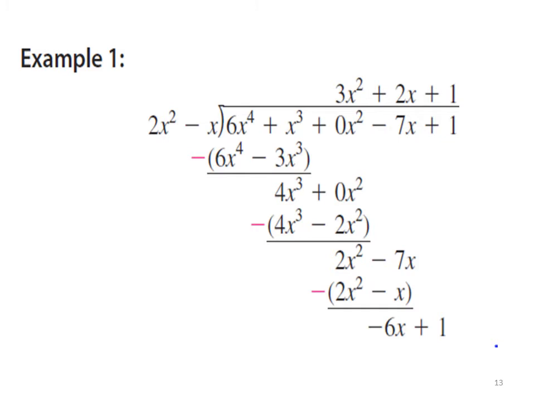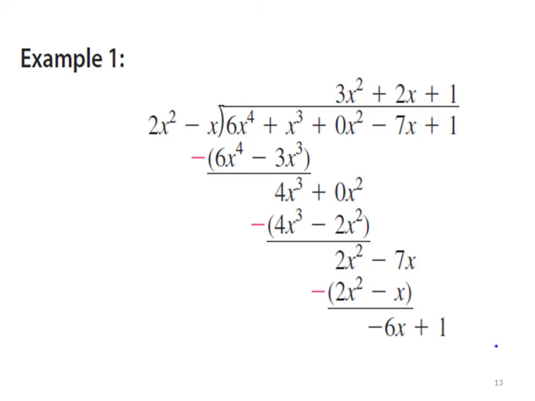2x squared divided by 2x squared is just plus 1. Multiply 1 by 2x squared minus x, you get 2x squared minus x. Now when you subtract, you will lose the x squared term, and you'll be left with minus 6x, and you have the 1 that you should bring down, so you have minus 6x plus 1. Here you cannot go any further because in this last step you have x to the power 1, which is lower than the polynomial you're dividing by. But this is the end of division.